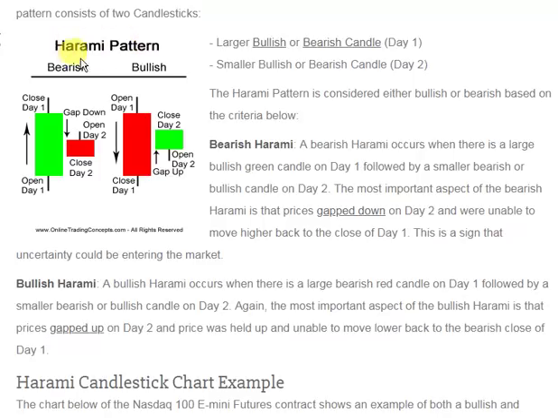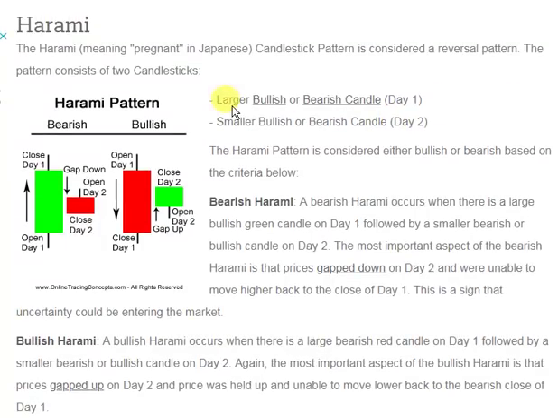So this is the Harami pattern right here. This is the bearish version, and this is the bullish version right here. So imagine this in an uptrend, this in a downtrend. It says right up here, guys, larger bullish or bearish candle on day 1, smaller bullish or bearish candle on day 2. Do you see how this smaller candle is fitting inside this real body right here? Same thing here, with the real body fitting inside. So think of it like a mother carrying a child. I think that's the best way to look at it.